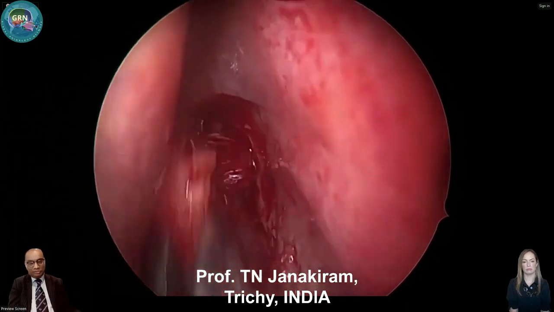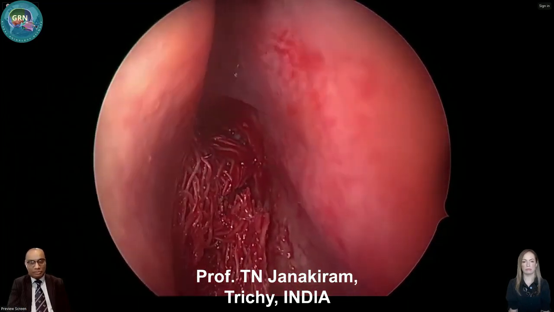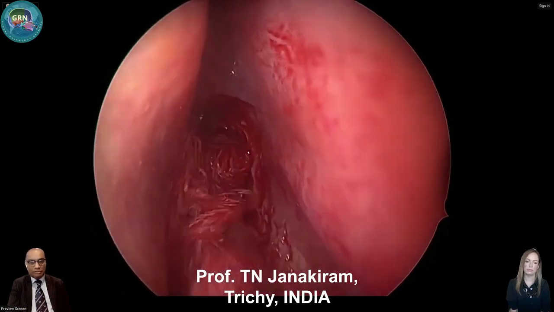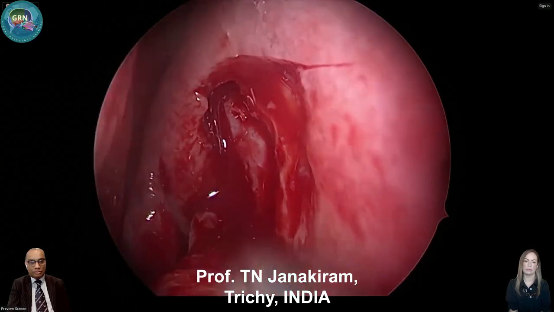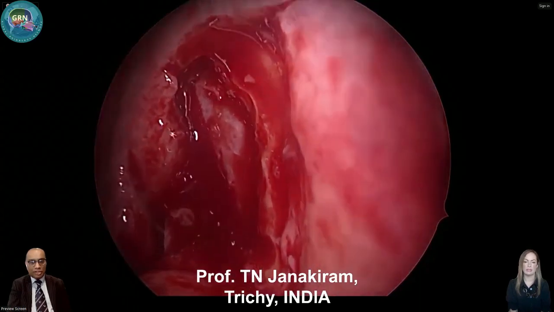I finished it. That's it. And now what I will do is pack it properly, and you can see the sac. All of you, can you see that sac, please? Yes, you can see it beautifully. Yes, correct.